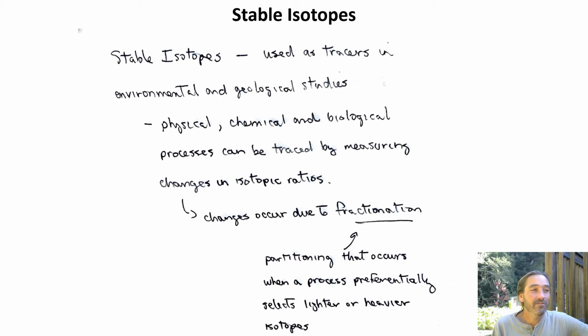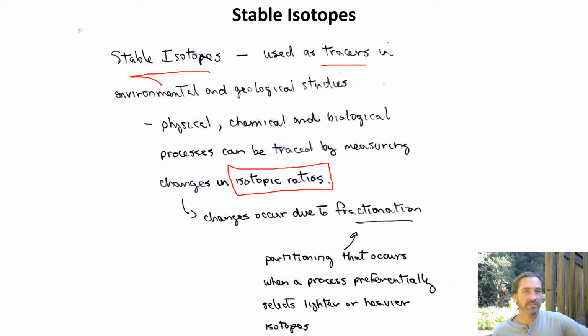So I wanted to finish chapter 6 by covering stable isotopes. This is just going to be a quick introduction, really just one example of how stable isotopes are used, but they are great tools as tracers in environmental and geological studies. And so what we can do with these stable isotopes is follow certain physical, biological, and chemical processes. And we can do that by measuring isotopic ratios.